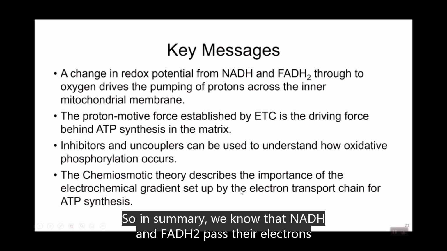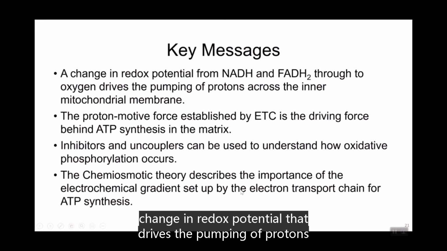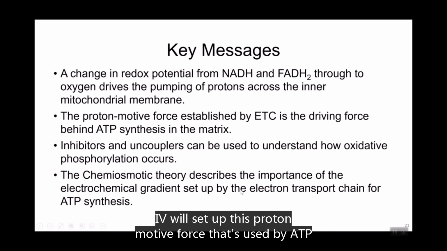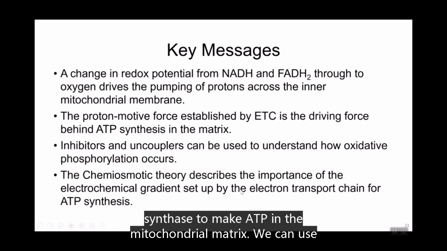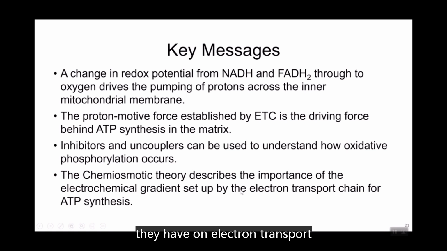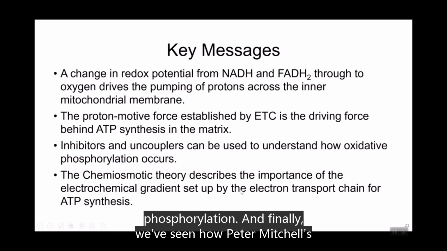So in summary, we know that NADH and FADH2 pass their electrons through the electron transport chain, and this results in a change in redox potential that drives the pumping of protons across the inner mitochondrial membrane. Complexes 1, 3, and 4 will set up this proton motive force that's used by ATP synthase to make ATP in the mitochondrial matrix. We can use different inhibitors and uncouplers to see what effect they have on electron transport and ATP synthesis and understand how ATP is made in oxidative phosphorylation.